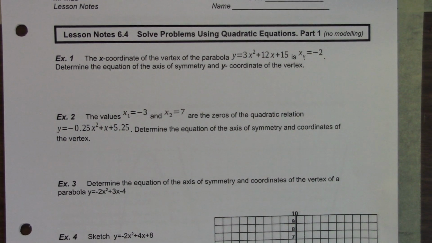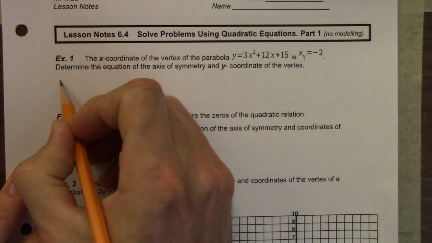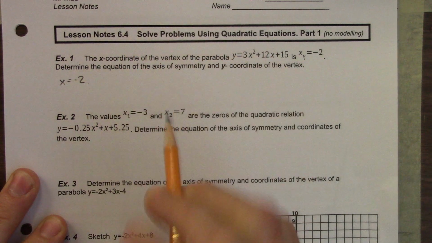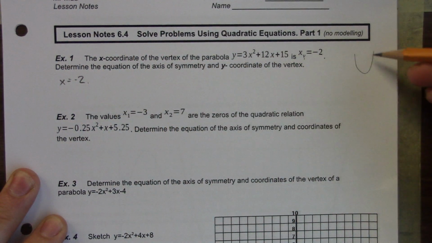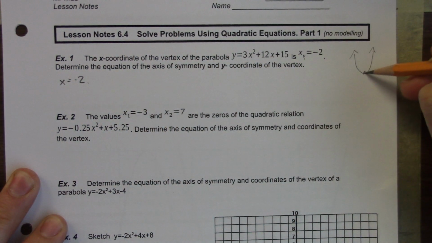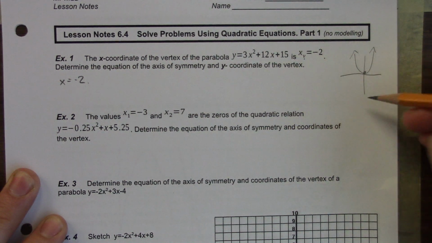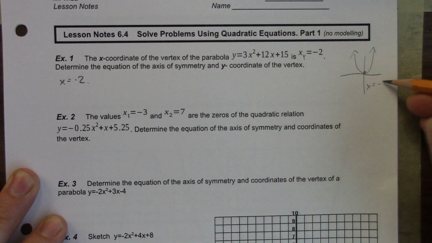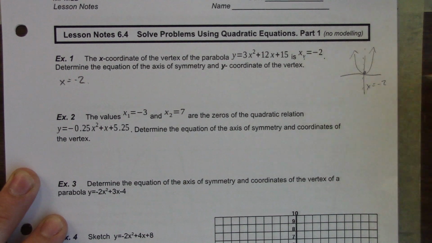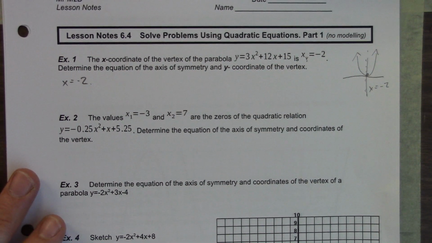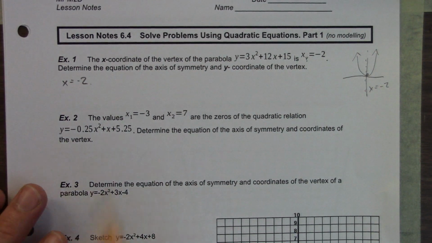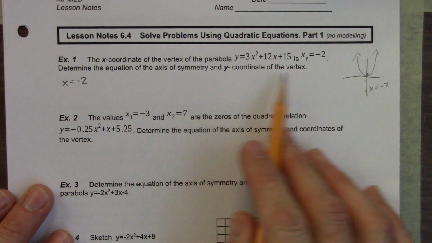Yeah, go ahead. The axis of symmetry is what, Jafet? X equals -2. Yes, x equals -2. If we know the x-coordinate of the vertex, that is also the axis of symmetry. Okay? Very simple. Then it says, determine the y-coordinate of the vertex.